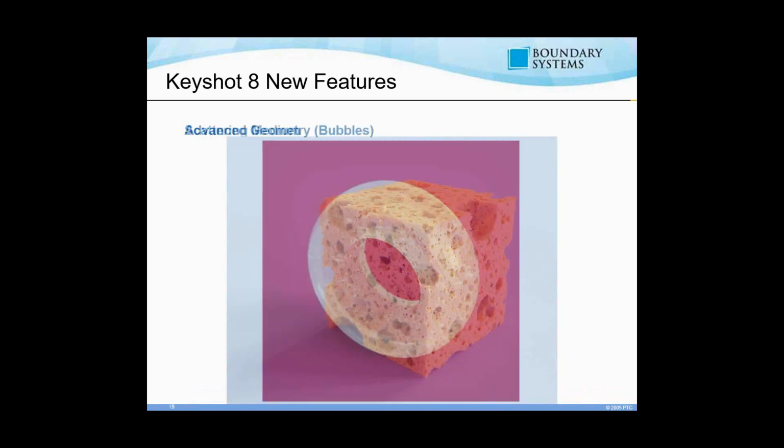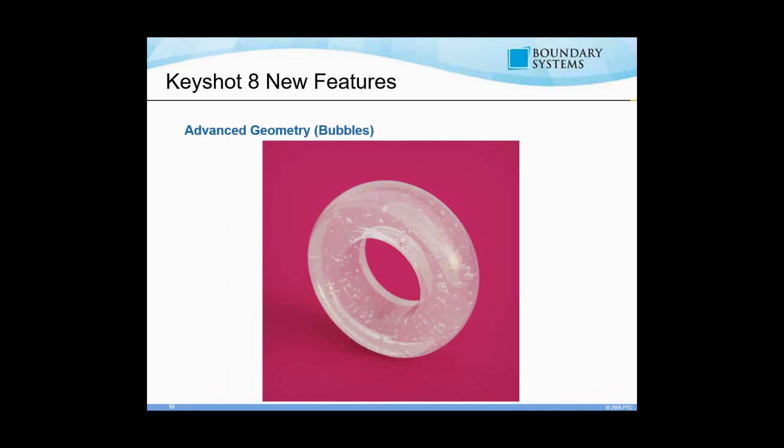Right. All right. So the next enhancement is going to be the bubbles, and really the next few enhancements, the next couple slides I'm going to show, are all in the general category of advanced geometry enhancements, and all of these have to do with geometry in some form or fashion. So the first one here is the bubbles, and really it's the ability in Keyshot 8 for you to embed bubbles inside of your geometry, right?